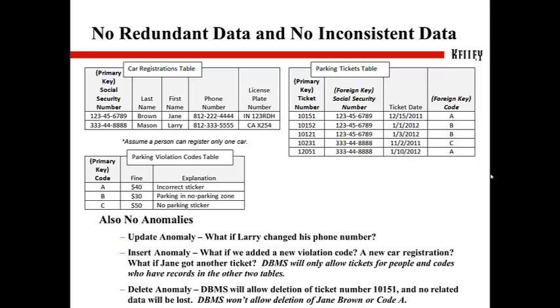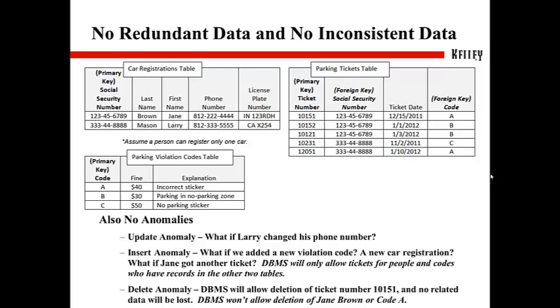So now we don't have any redundant data. Everybody's name is listed once, everybody's phone number is listed once, every fine is listed only once. And there's no inconsistent data. I know that every record in the parking tickets table will be related to an existent record in the car registrations table and the parking violation codes table.